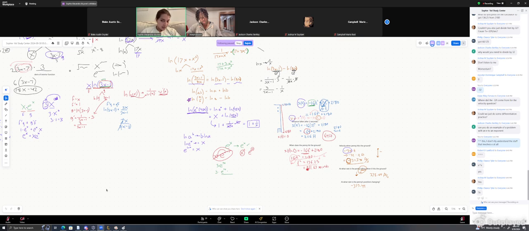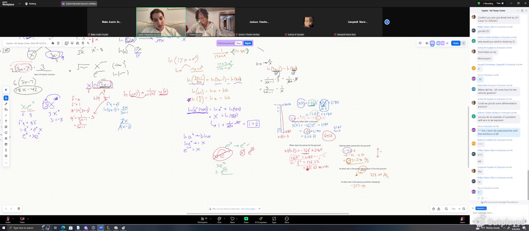Not 7x. Actually, I'm going to take this interior function, find the derivative, and multiply by that. So I'll just multiply by 7. Now from that, we get 21 e to the 7x. And that's it.